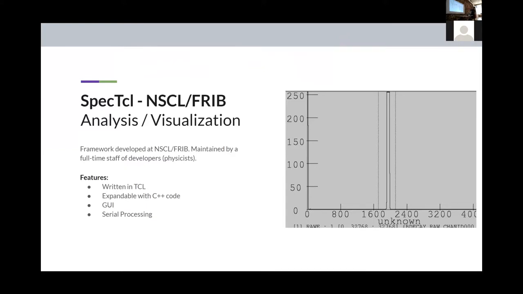So it's written in Tcl. You can expand it with C++ code. The problem here is Tcl is so slow. And this is why your ring buffers die, right? Because if you try to plot 5 of these and do some actual logic with them, your ring buffer is not going to be cleared fast enough for you to write into.